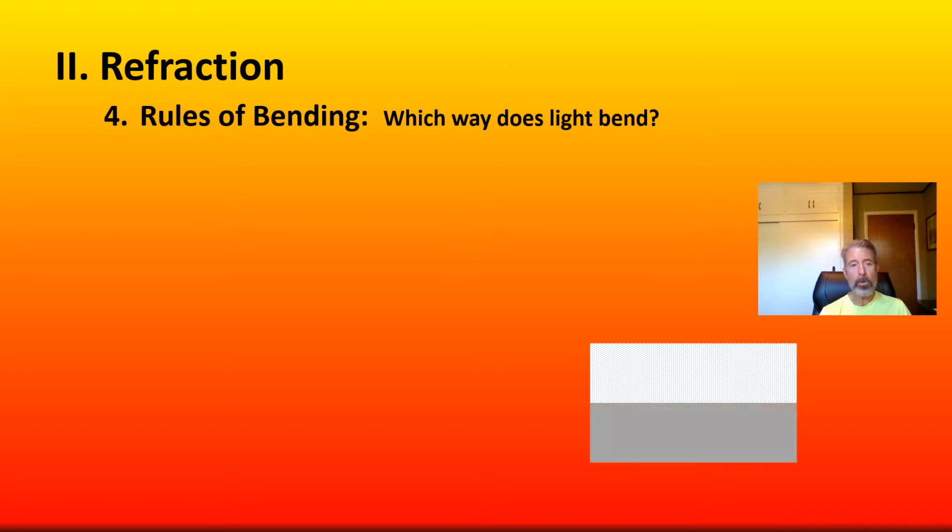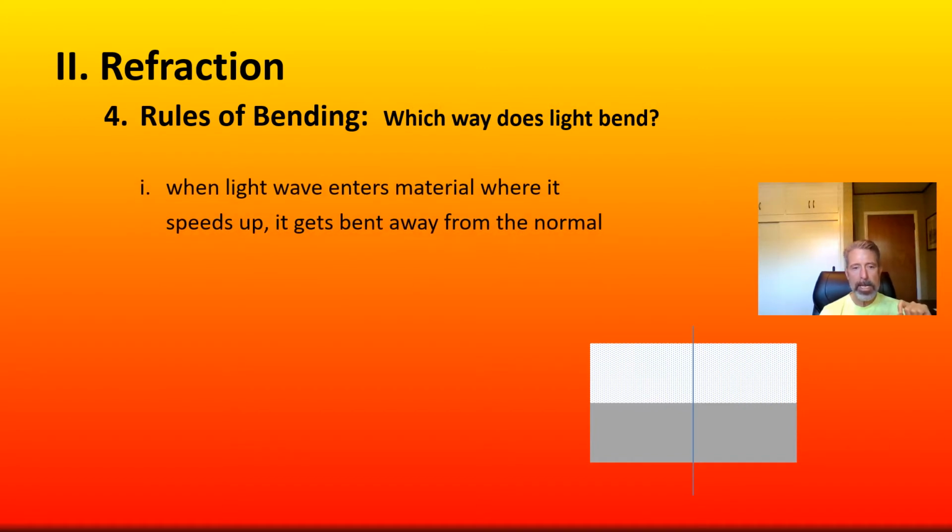Here, I'm showing you two different slabs, and the normal to the interface between those two slabs. So we're assuming that light will travel faster in one media than it will in the other.